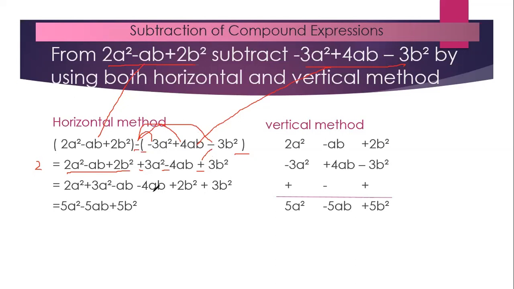Okay? Now, in the third step, what we have to do is write the like terms together. Here, 2a square plus 3a square. Okay? Minus ab, then minus 4ab. Plus 2b square. Then where is b square? Here, 3b square. Clear, everybody?